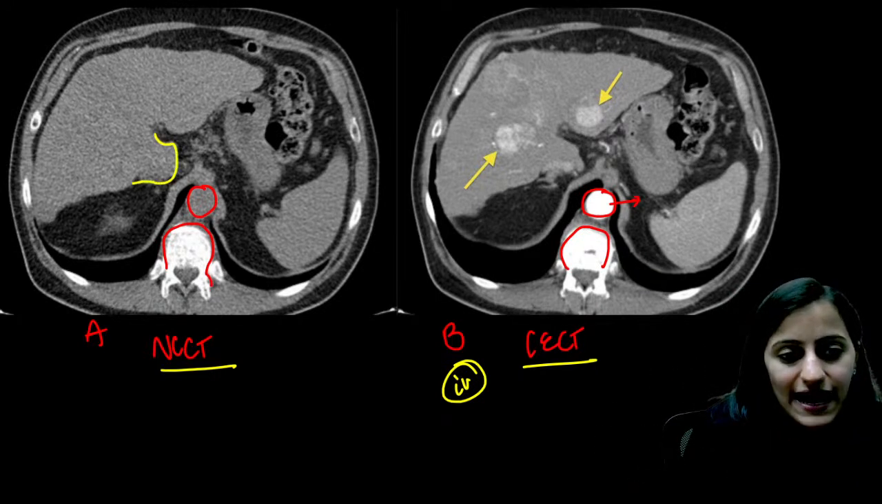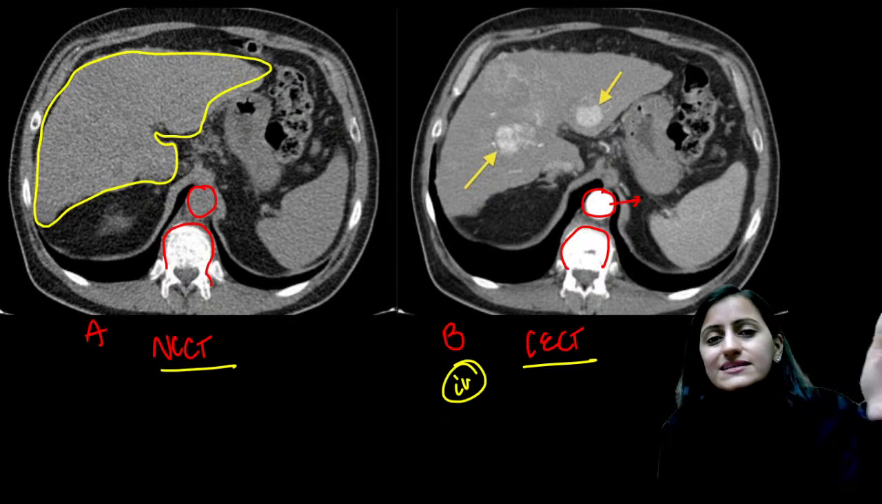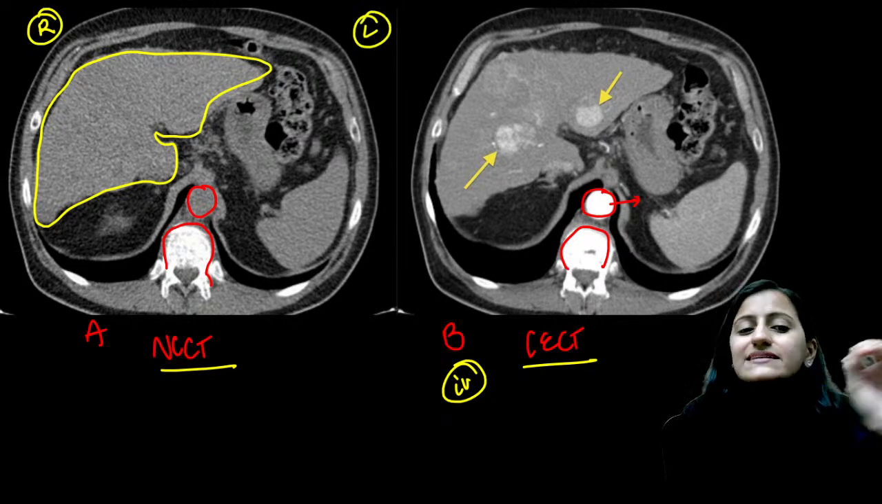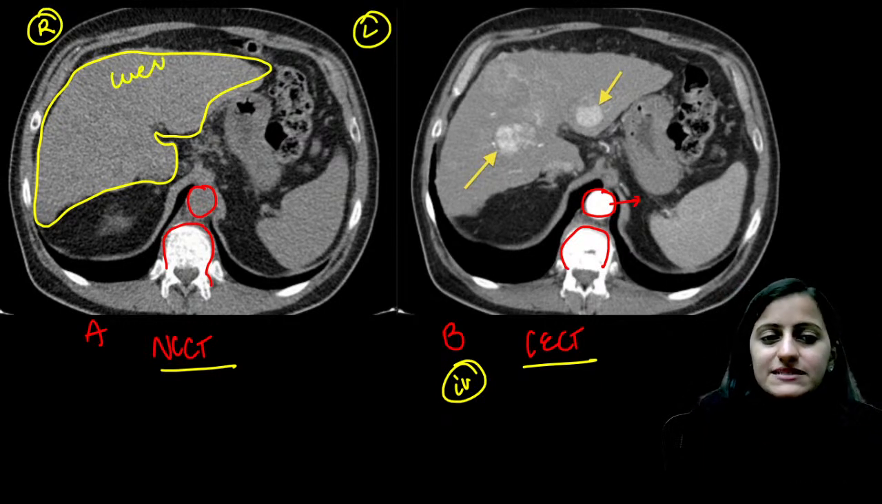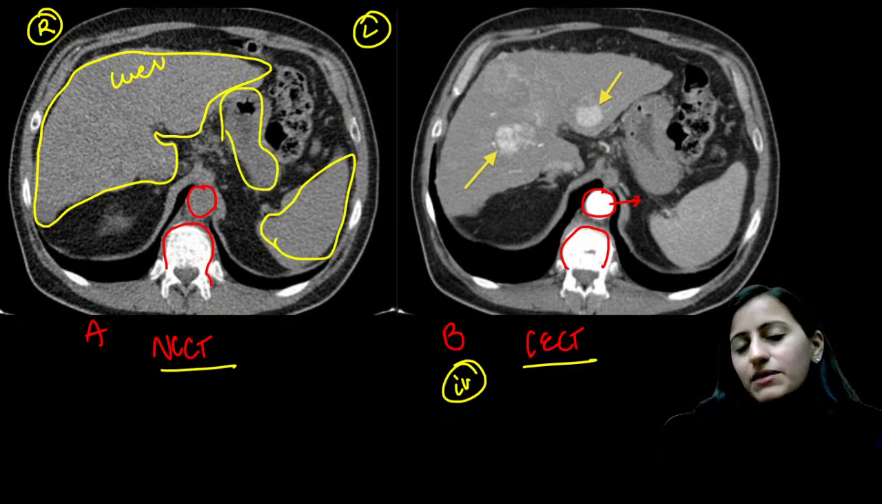In the CT scan, this structure that you are seeing, is it the liver or is it the spleen? This is the right side. Your left is the patient's right. Your right is the patient's left. So this is basically the liver and this is where we have the spleen. This is the stomach here.